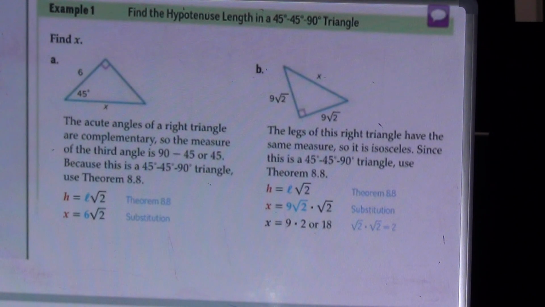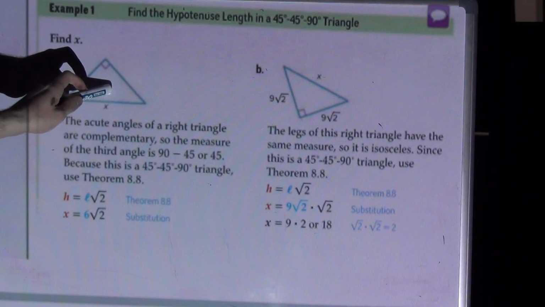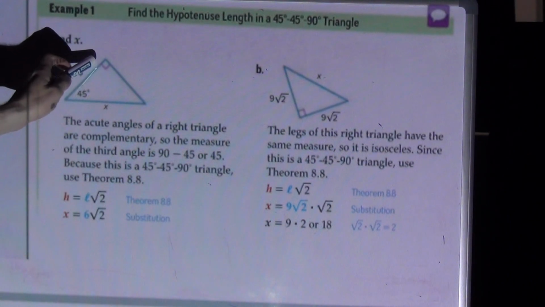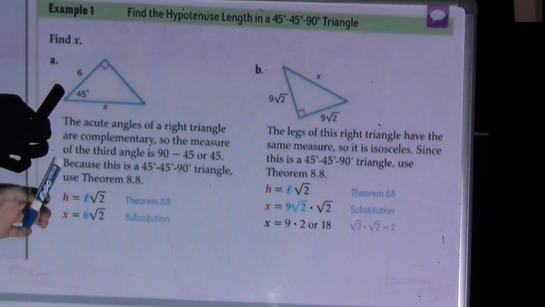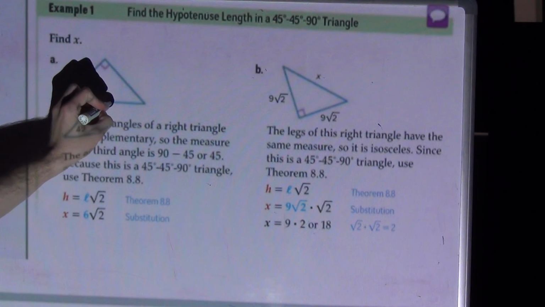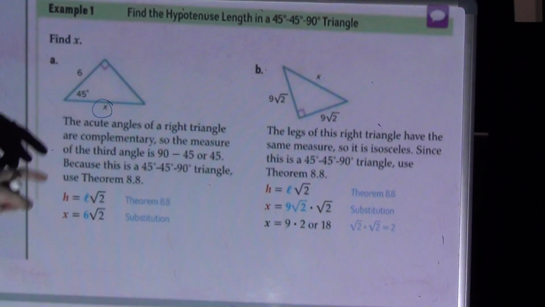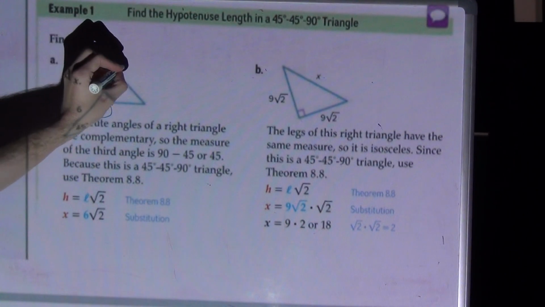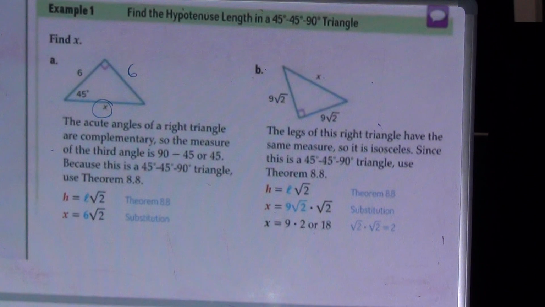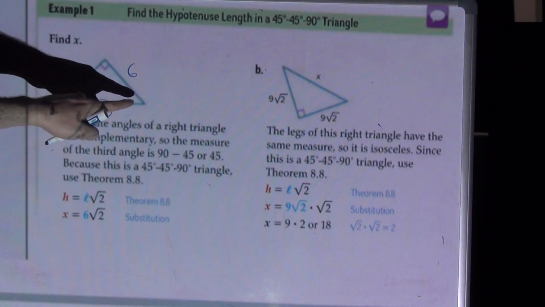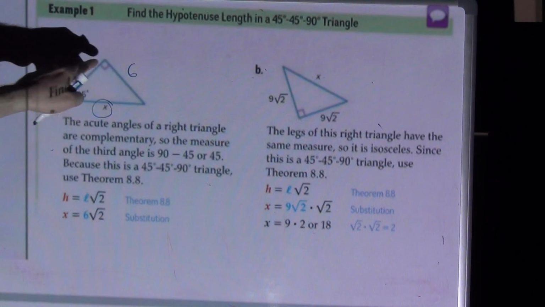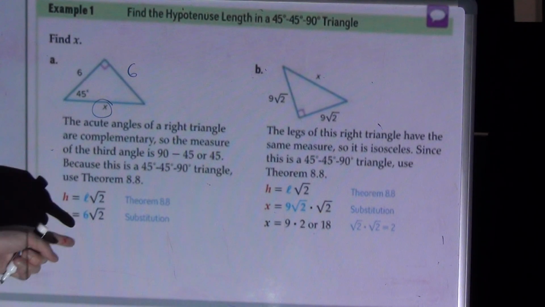So, remember that x is going to be equal to the length of the legs times the square root of 2. So, in this case, x is the hypotenuse, and the two legs are 6, this is also going to be 6. So my height, this x, that's my hypotenuse, is going to be this length times the square root of 2. So it's just going to be 6 times the square root of 2.